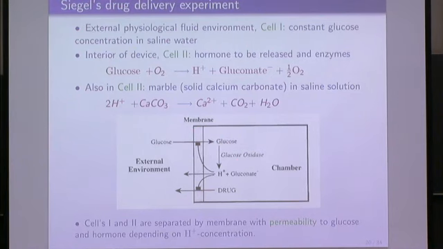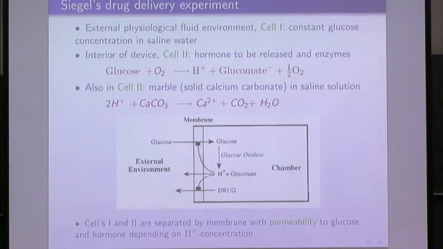Here there is a chamber, and this is the membrane. This is the membrane that is the gel, and that can swell or collapse. When the membrane is open, glucose from the body, the external environment, is coming in. Here we have glucose oxidase, which accelerates the reaction. The glucose breaks down into a negative group that I'm not going to worry about, but here we have hydrogen ions.